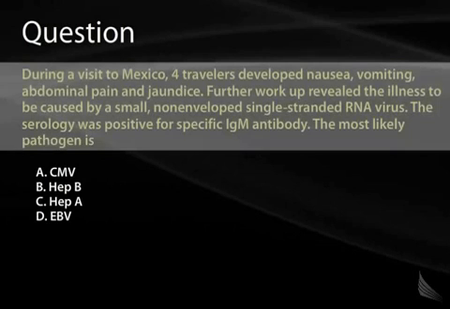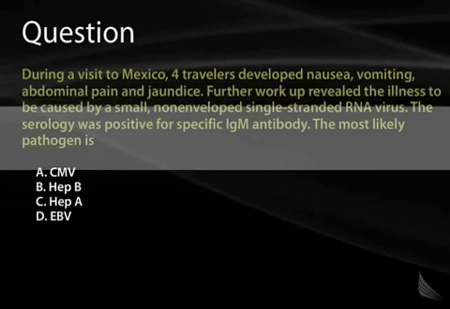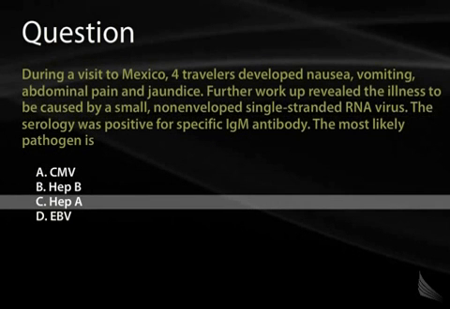Last question. During a visit to Mexico, 4 travelers developed nausea, vomiting, abdominal pain, and jaundice. Further workup revealed the illness to be caused by a small, non-enveloped, single-stranded RNA virus. The serology was positive for specific IgM antibody. The most likely pathogen is Hep A. This is what you get with epidemic hepatitis. It is a positive, non-enveloped, single-stranded RNA virus. It's hepatitis A.